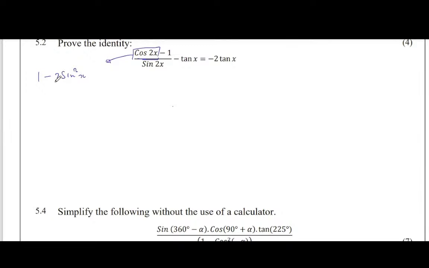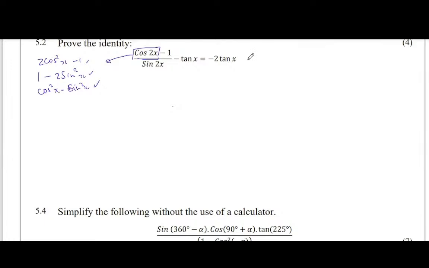Remember, there is also that approach of 2 cos squared x minus 1. And there's also that cos squared x minus sine squared x. So from these 3, you can choose any that you want to use. Remember, the right hand side is only tan.